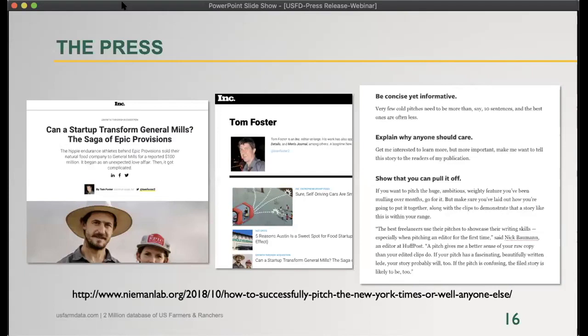But this how to successfully pitch the New York Times or anyone else is really great advice, right? Be concise. The brevity seems to be what most of these freelancers and press people are after. We need to quickly tell them why it's important and who it's important to, which tends to be their audience, right? So in this case, Inc., small businesses, we need to show them that this is why this would be important to their audience. And then we need to demonstrate that we can actually do the work, right? Ask for some of the work ourselves.